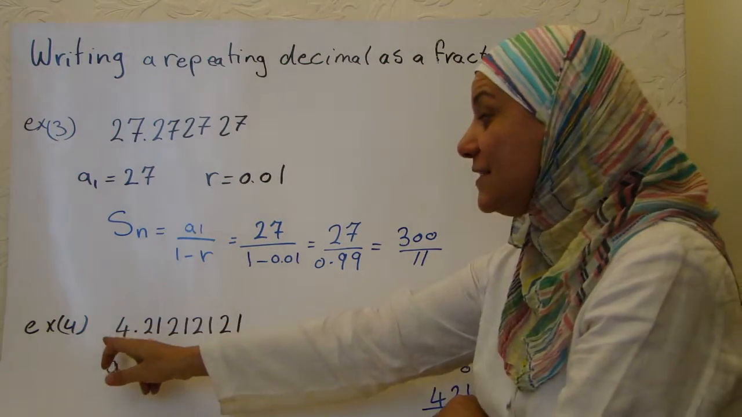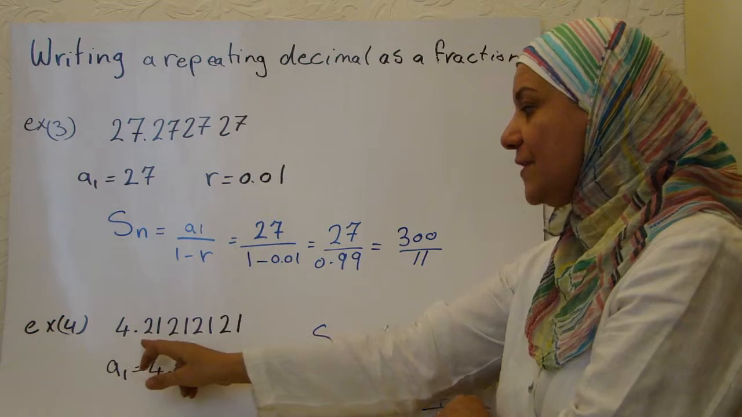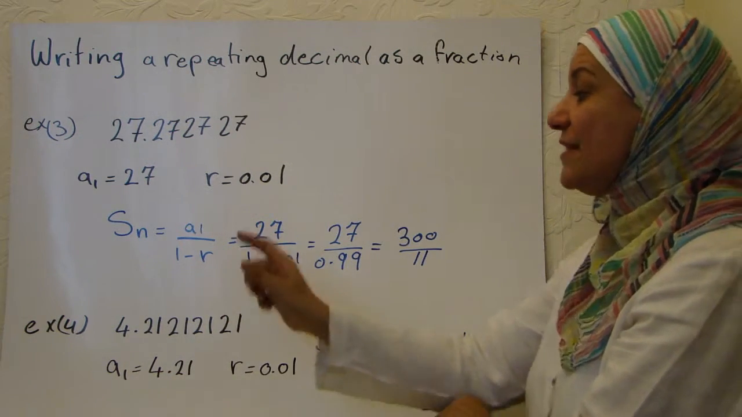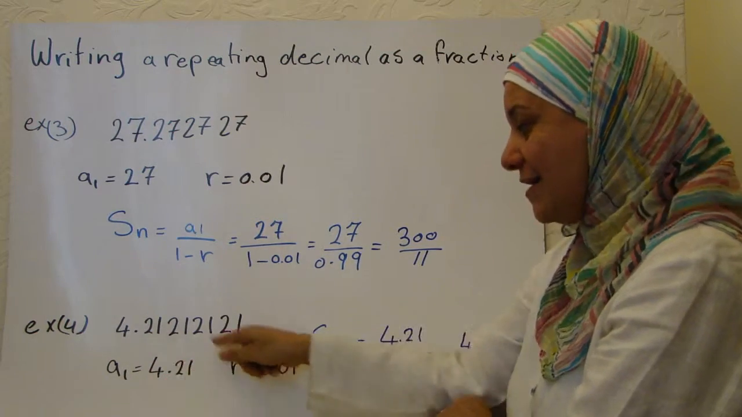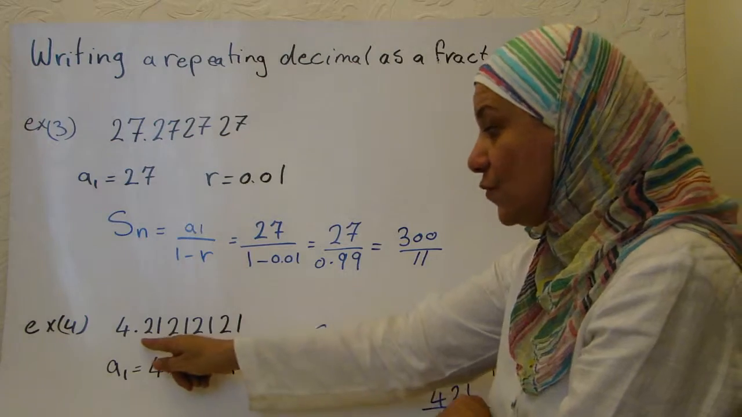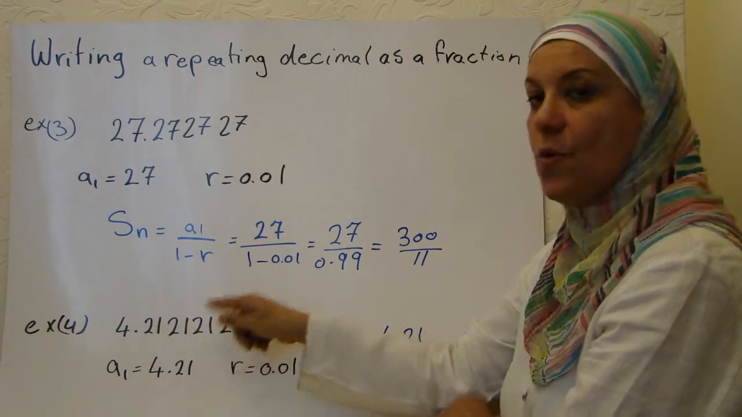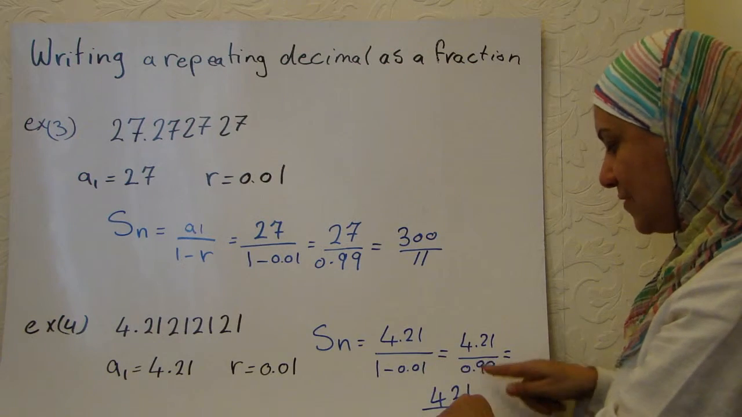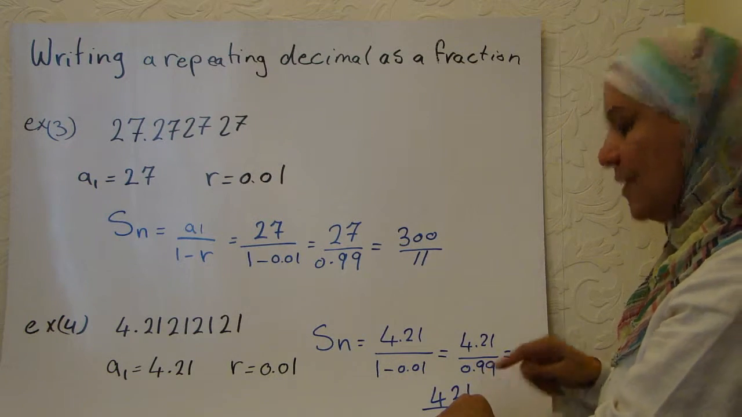What if the number is different? 4.21, and then the 21 is repeated. What are you going to do? You're going to take the whole 4.21 as your repeated term, and then you're going to ask yourself, two digits, then it has to be 0.01. This is your r. And then you plug them in your rule, and you get your answer, 421 over 99.